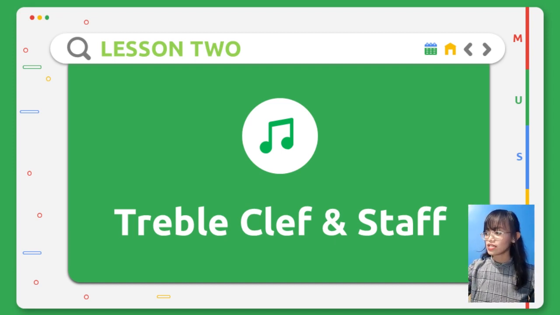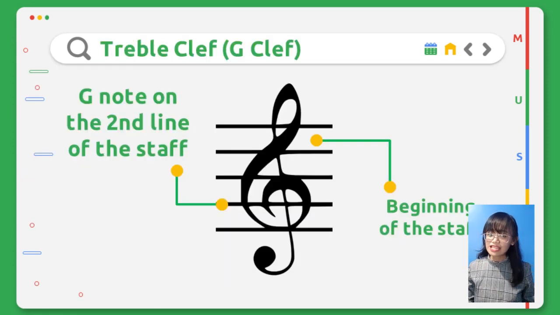Okay, as you can see here on my screen. Alright, treble clef, or G clef. So, at the beginning of each staff, there is a clef. And we're going to talk about the first clef, which is the treble clef. So, kaway-kaway sa mga hindi marunong mag-drawing ng treble clef. I too, hindi ko pa siya talaga master na master. It takes practice, practice, and practice. So, let us learn how to draw the treble clef.